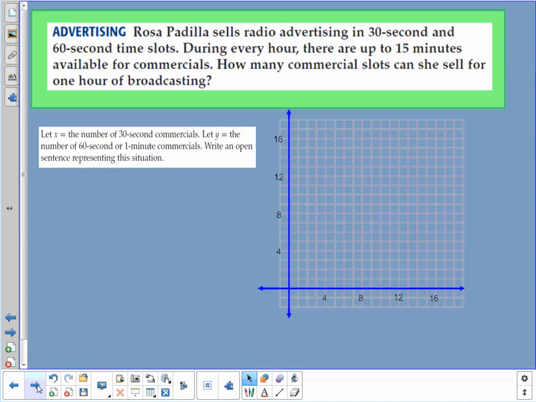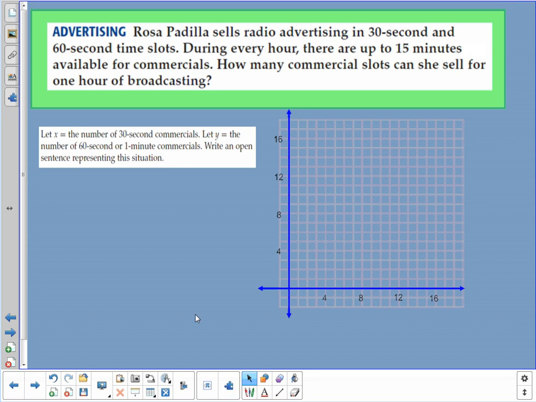Let's look at number 2. Rosa Padilla sells radio advertising in 30-second and 60-second interval time slots. During every hour, there are up to 15 minutes available for commercials. How many commercial slots can she sell for 1 hour of broadcasting? Let X be the number of 30-second commercials and Y be the number of 60-second commercials.